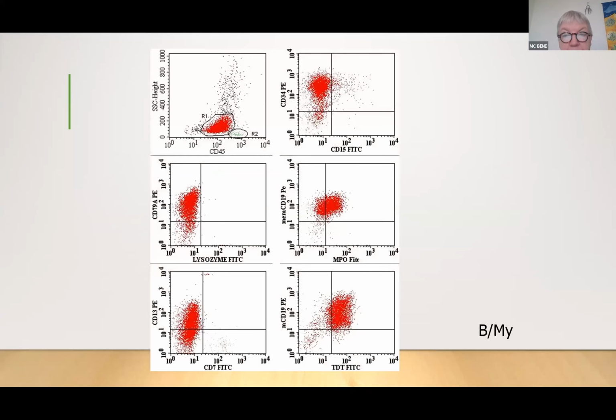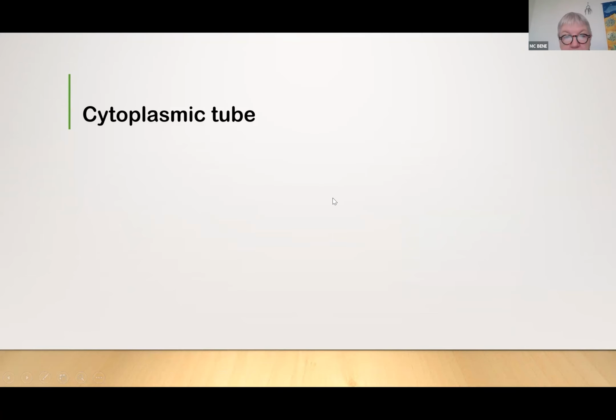This is a very rare case of B and myeloid, where you will see here that you have MPO expression together with CD19 on this cartoon here. You also have TDT, and you also have some CD13 here and CD79A. So this is probably the most characteristic one.